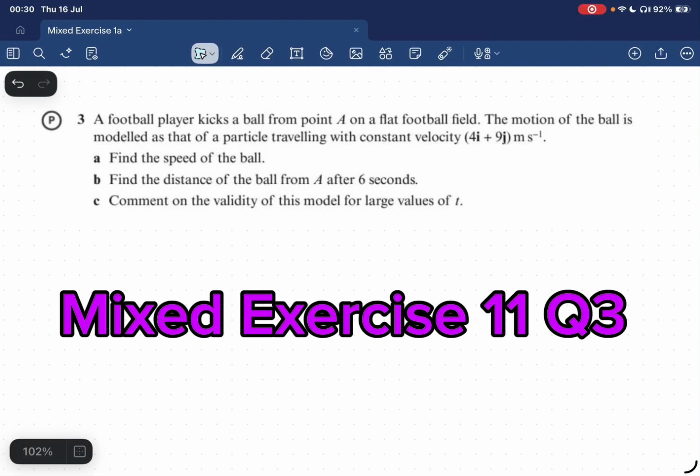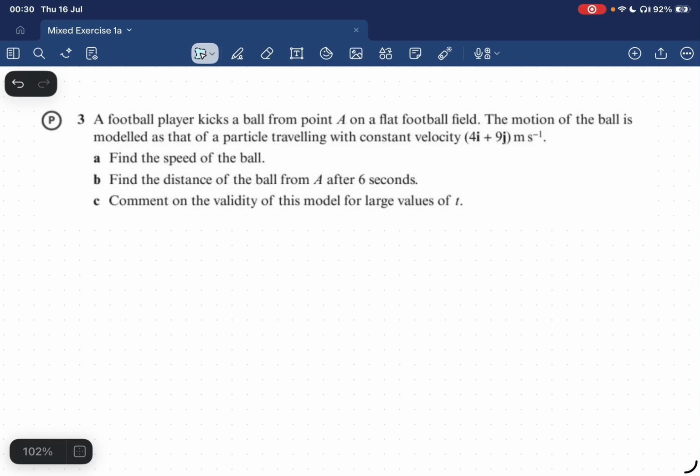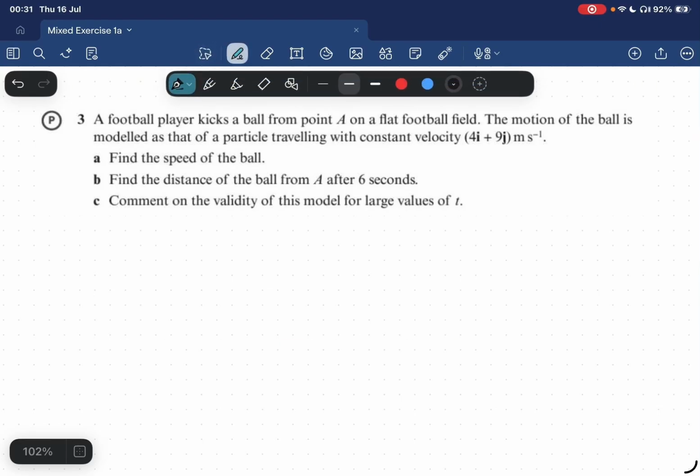Here we have question 3, and as you can start to see, vectors, they love involving physics-y questions. So we got the motion of a ball that's kicked by a soccer player. It's modeled as a particle traveling with constant velocity here. Find the speed of the ball. We know that speed is the magnitude of your velocity. So another way of saying this is just find the magnitude of this vector, which we've done many times, hopefully.